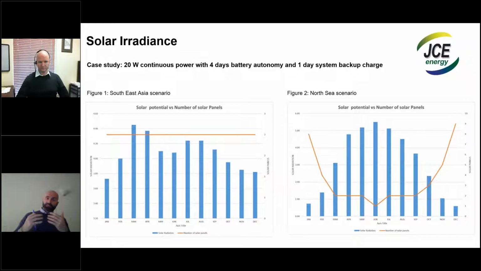So you can see from here how much this influences the sizing of the solar panels. On the left, the same system just requires 2 solar panels, in this case 365 watts each. In the North Sea, the same system requires 8 solar panels of the same rating. So basically 4 times more solar panels.